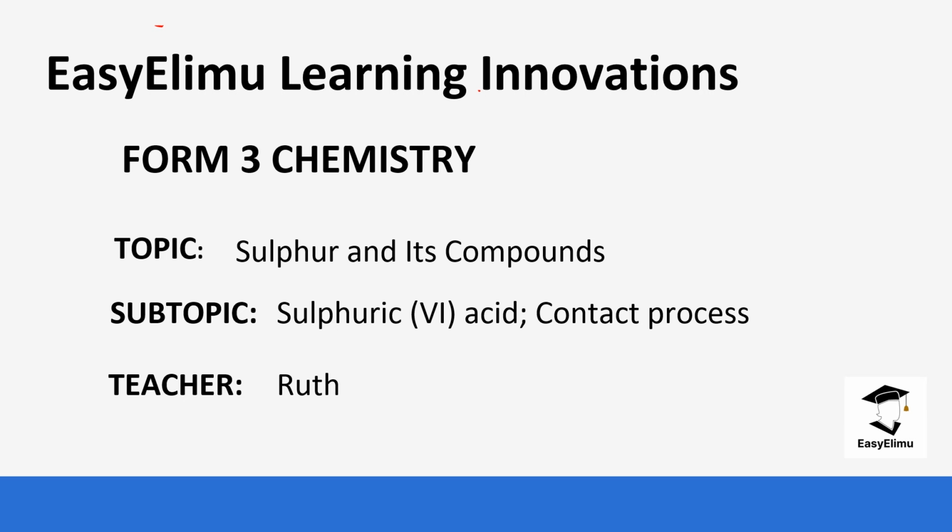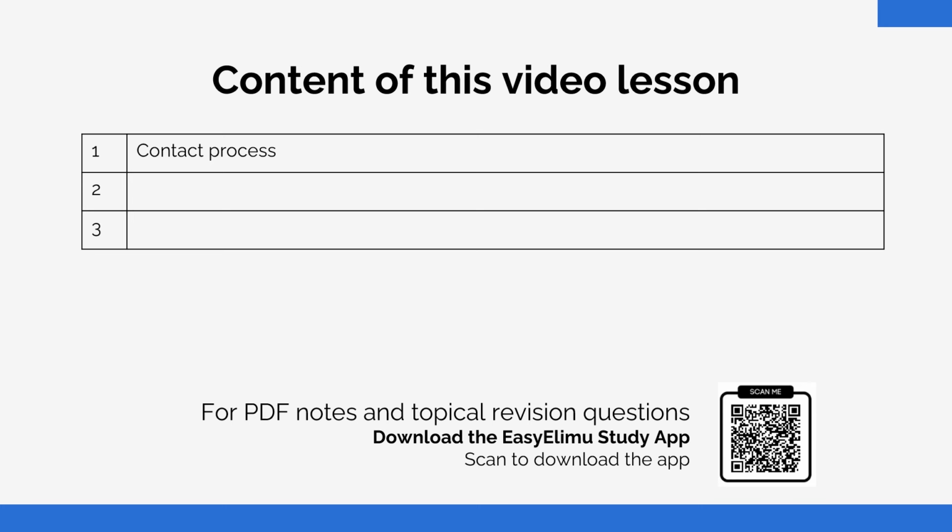So, today we are going to be looking at sulfuric 6 acid and basically the contact process. The contact process is the large scale manufacture of sulfuric 6 acid. We will take a deep dive into each and every step in that process, and then this will bring us to the end of the session.